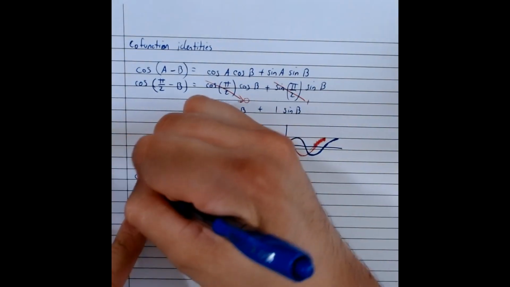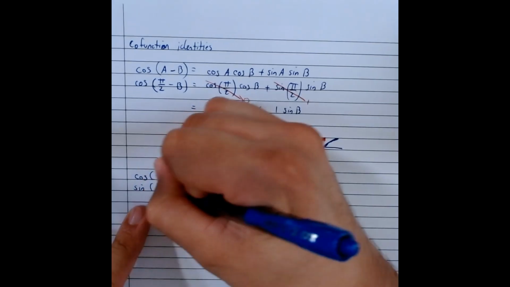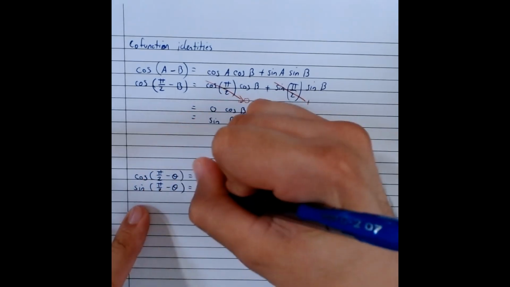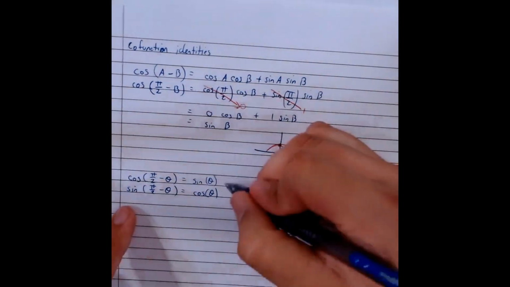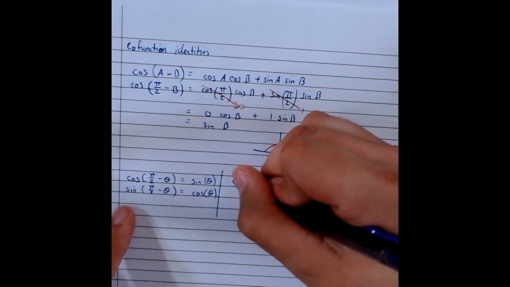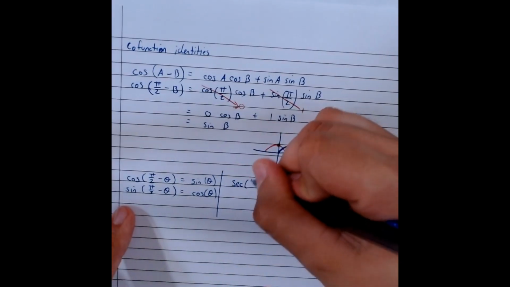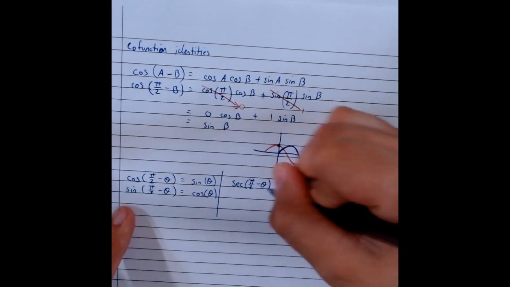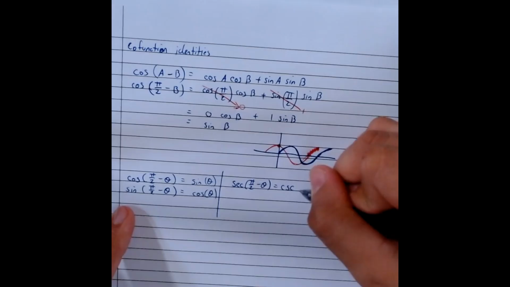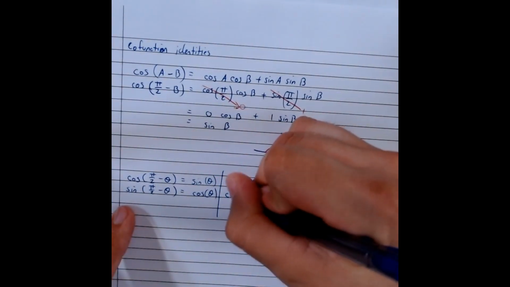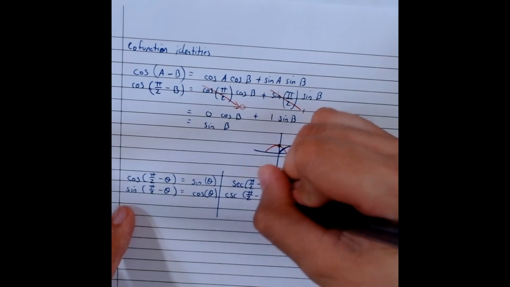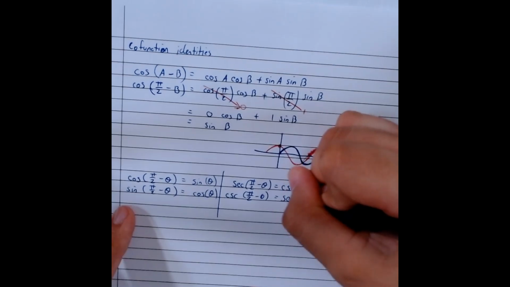Or you can do it the other way around. Sine of pi over 2 minus theta is equal to the cosine of theta. That's why they're cofunctions, sine, cosine. The same will be true for the secant of pi over 2 minus theta, which is equal to the cosecant of theta. Or I can go the other way around. The cosecant of pi over 2 minus theta is equal to the secant.